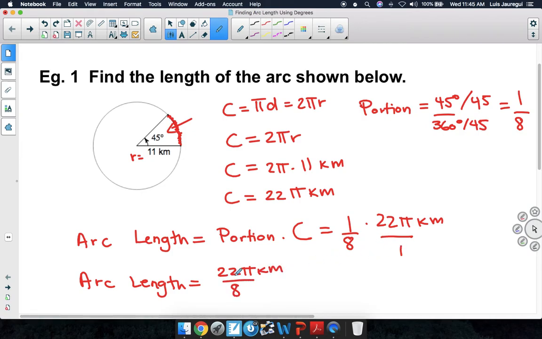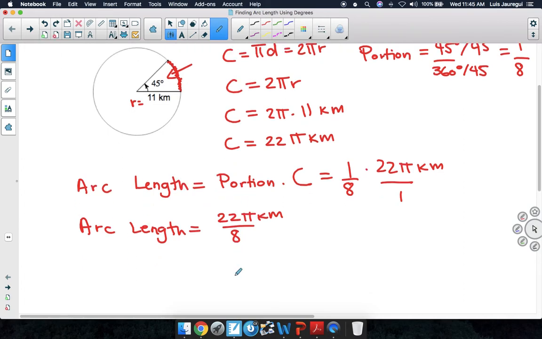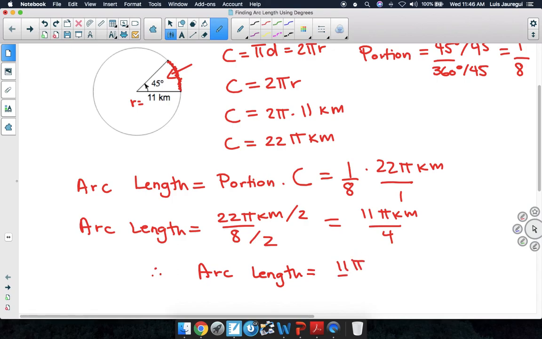Now let's go ahead and find an equivalent equation with a lower denominator. To do so, let me go ahead and divide both numerator and denominator by 2. And notice that 22 pi kilometers divided by 2 is simply 11 pi kilometers. And 8 divided by 2 is equal to 4. So we can conclude by saying that the arc length is equal to 11 pi over 4 kilometers.